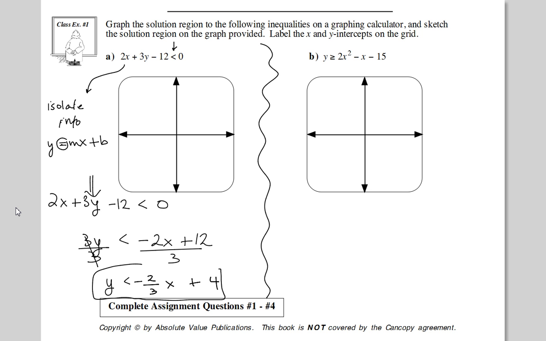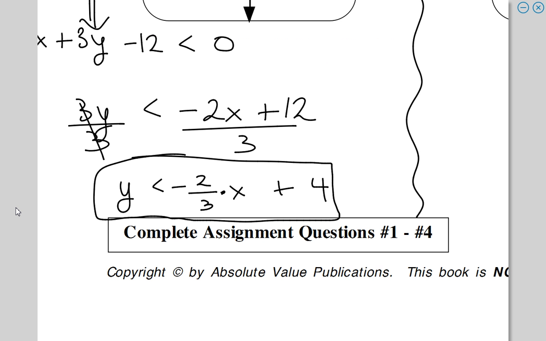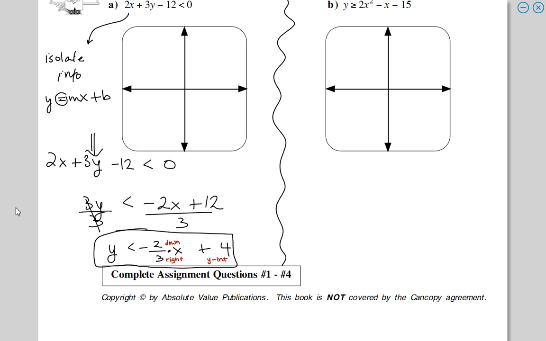I prefer you to write it like this, where the coefficient is in front of the x, because that gives you some sense of the slope. So we go 3 to the right and 2 down because it's negative. If it was positive, we'd go 2 up. And this is the y-intercept. The constant is always the y-intercept. So we can start at 4. There's 4. And what do?